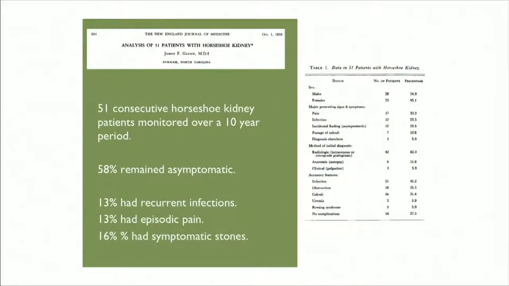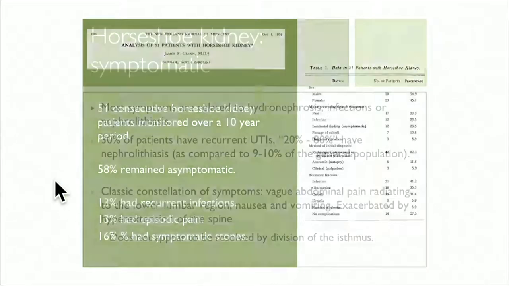This is that study from the 1950s. I love the fact that you could follow 50 patients by yourself for 10 years and get it into the New England Journal of Medicine. They followed these 51 patients. Almost 60% remained completely asymptomatic through the 10 years. A few of them had recurrent infections, a few had episodes of pain, and a little less than 20% had symptomatic stones, about double the general population.